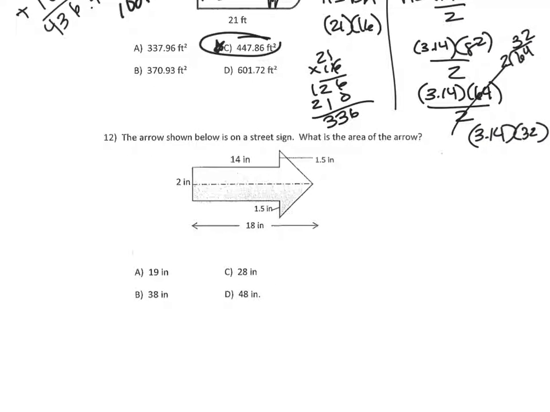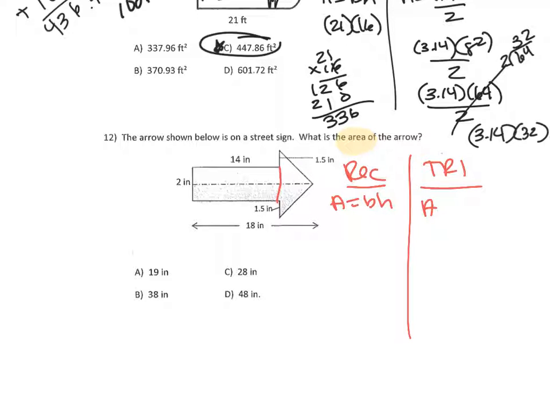Number 12, the arrow shown below is on a straight line. What is the area of the arrow? So we want to take this whole figure. We've got a rectangle and a triangle. First thing, rectangle, the area formula is base times height. Triangle is base times height divided by 2. So rectangle, easiest thing. 14 is our base, 2 is our height. So 14 times 2 should be 28.